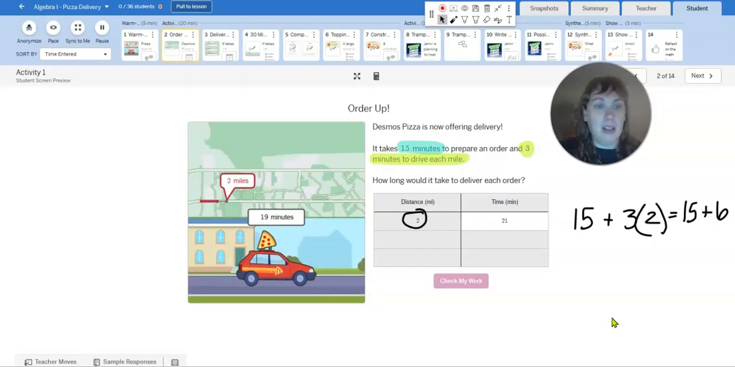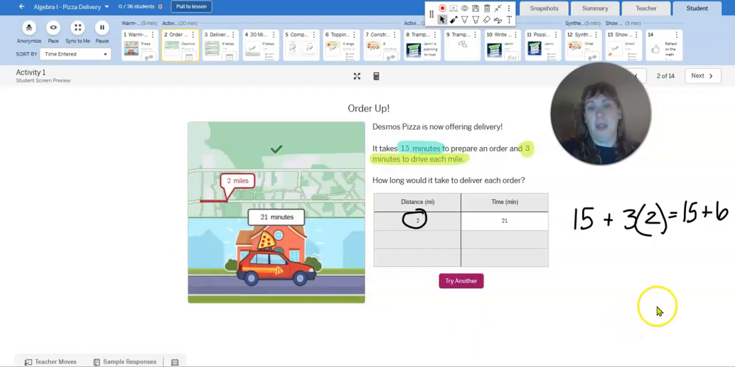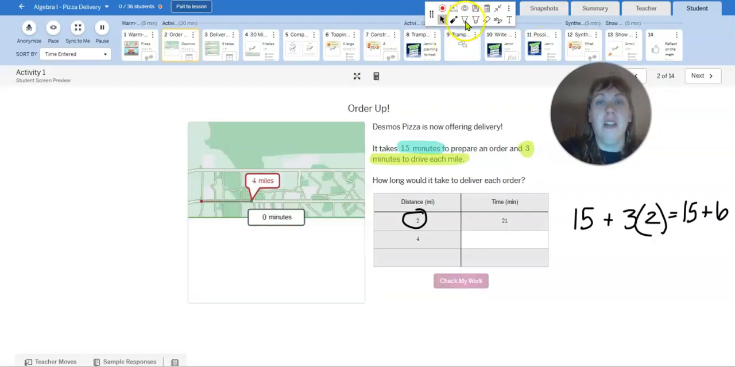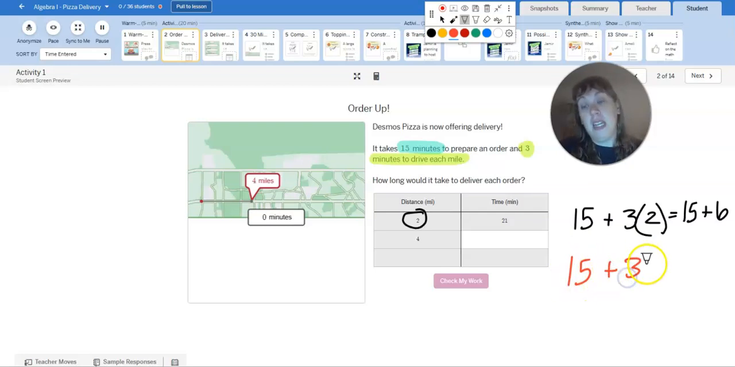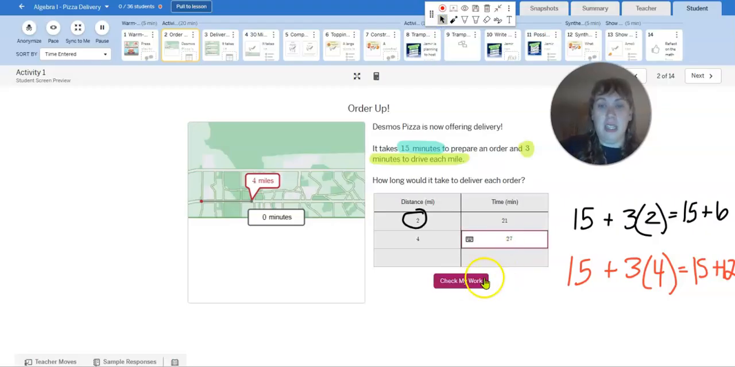There's the pizza prepared. Now it's driving. In 21 minutes it's there. Perfect. Let's try another one. This one is 4 miles away. So it still takes 15 minutes to make the pizza. And then we have 3 minutes for each mile. And here we have 4 miles. 3 times 4 is 12. So we have 15 plus 12, which is 27.